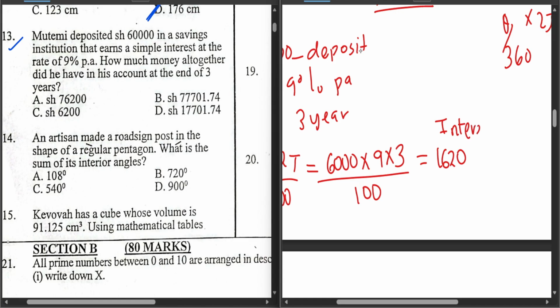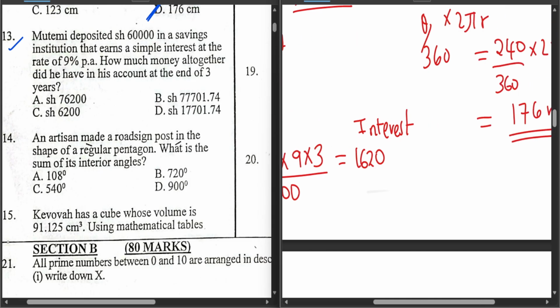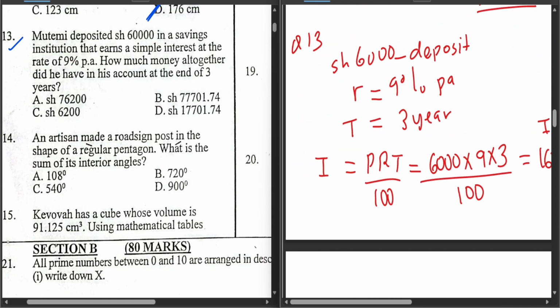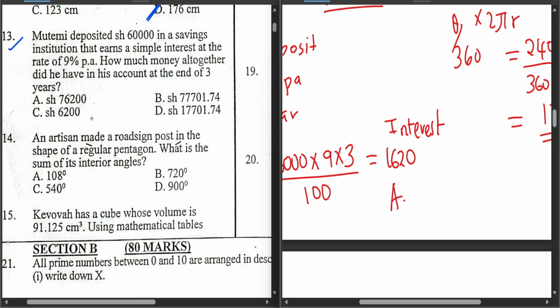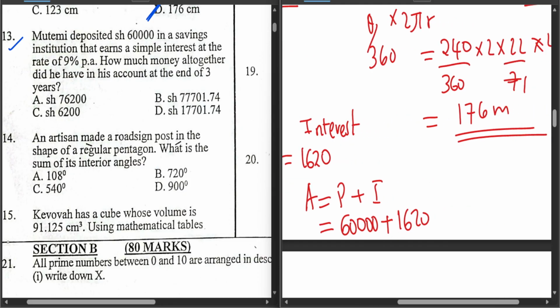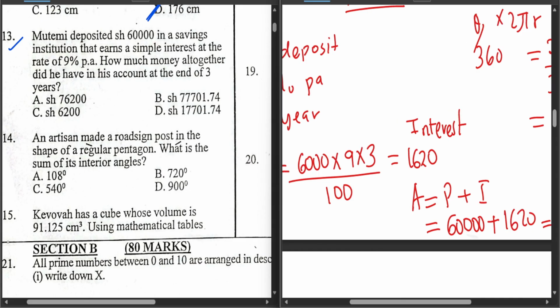But now the question is asking how much money he has altogether in his account at the end of the 3 years. So for you to get the amount, you take principal plus interest. So your principal is 6,000 because you deposited this amount, plus the interest, which is 1,620, is going to give you 7,620.